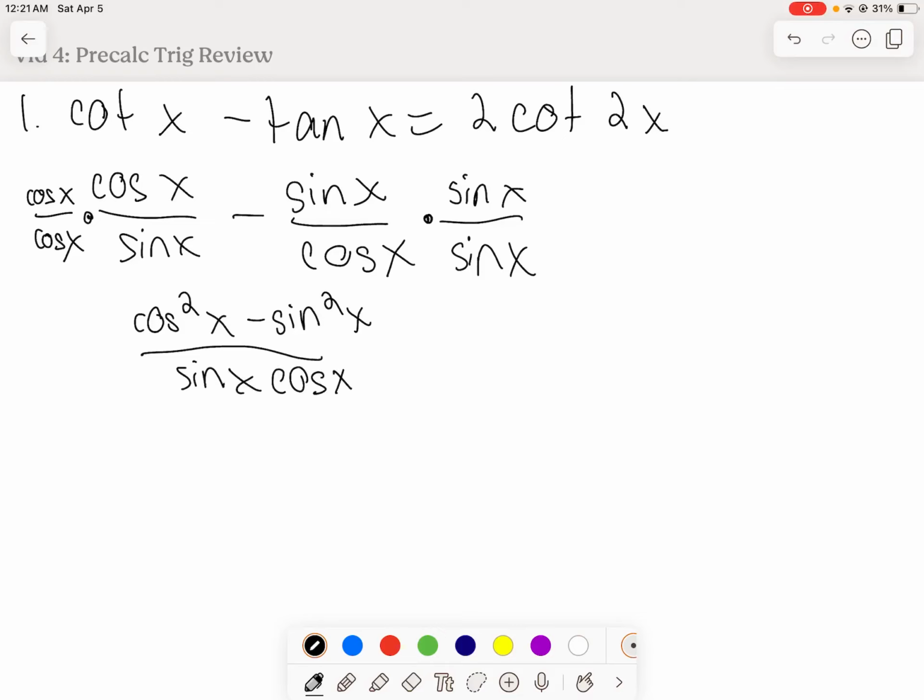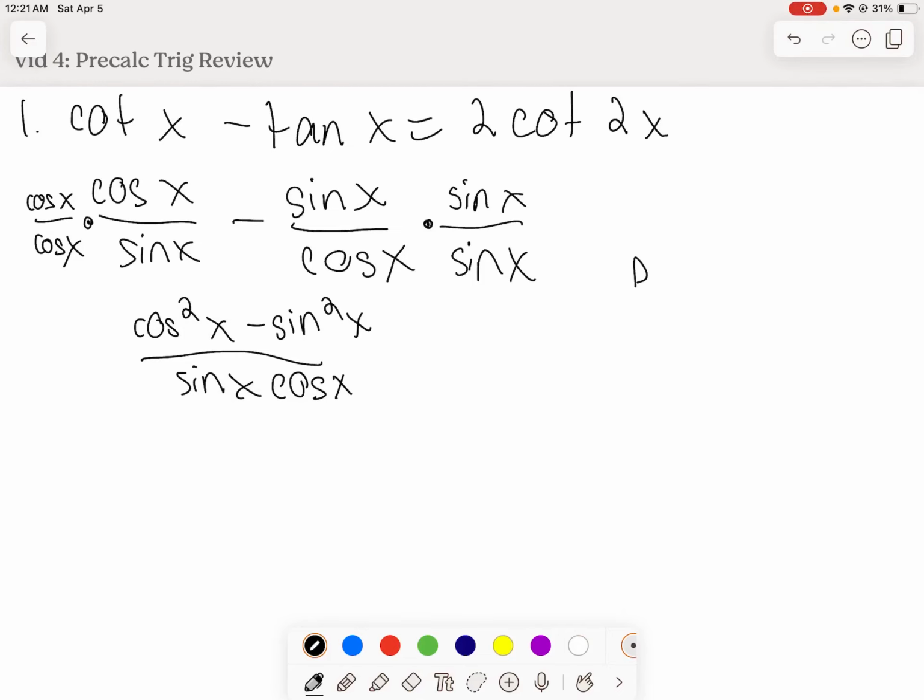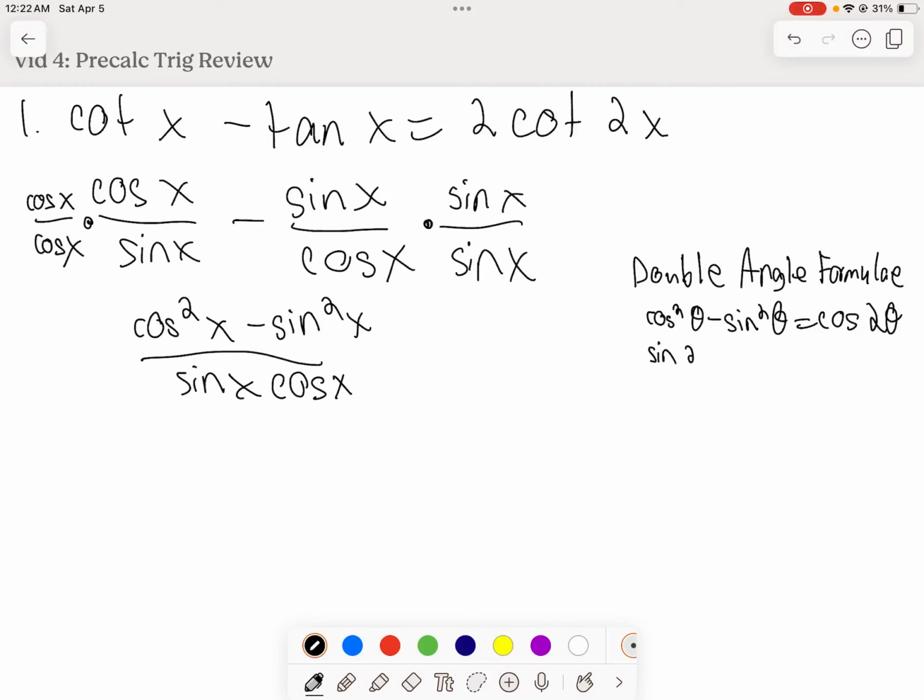Alright, so now we're here. Now, this involves two formulas. I believe they're called the double angle formulae. Yeah, double angle formulae. 1, cosine squared theta minus sine squared theta equals cosine 2 theta. For this case, we'll replace theta with x, but this is just a generalized statement. 2, sine 2 theta equals 2 sine theta cosine theta.